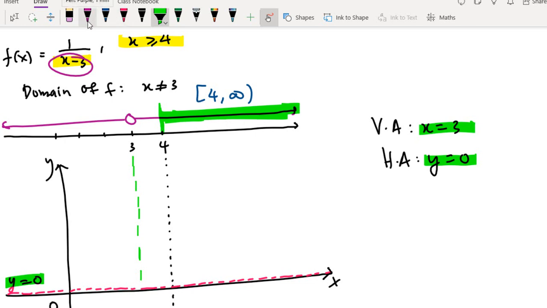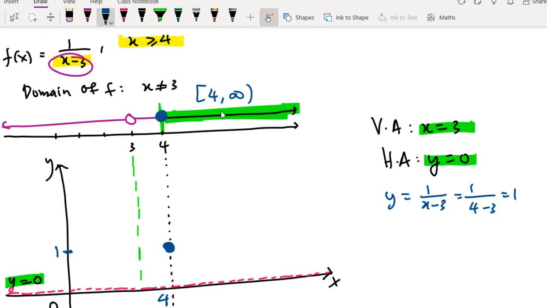To sketch the graph, we just substitute into the function. 1 over 4 minus 3 is equal to 1. So when x is equal to 4, y is equal to 1. This is just one point included.